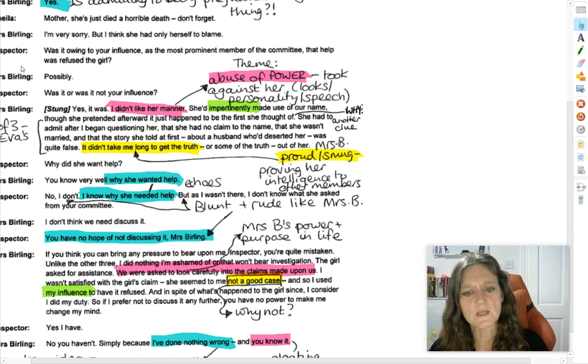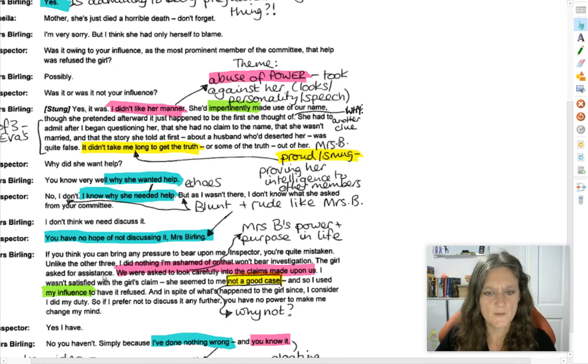She seemed to me not a good case. Well, we've seen why. It's because Mrs. Birling judged her to be an immoral girl because she was unmarried. She considered her to be immoral because she lied to her. And she was not a good case because she was a bit cheeky and a bit impertinent. And this way, again, Mrs Birling uses her influence, her abuse of power here.